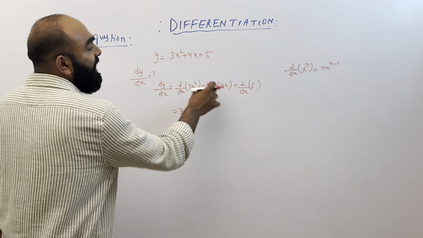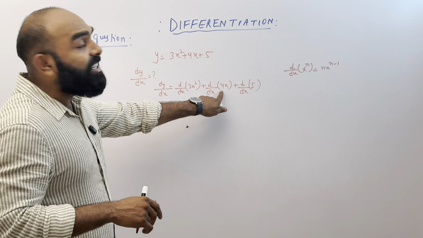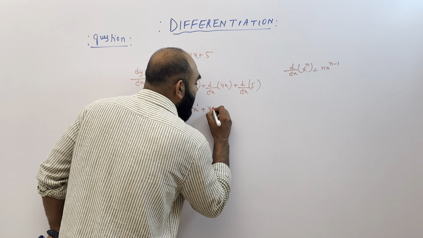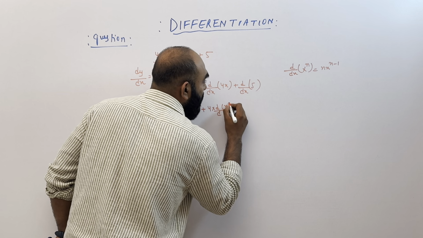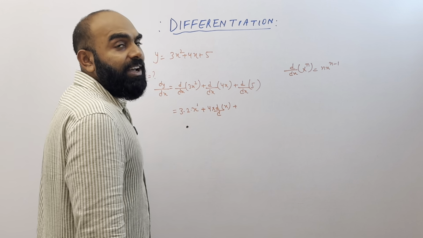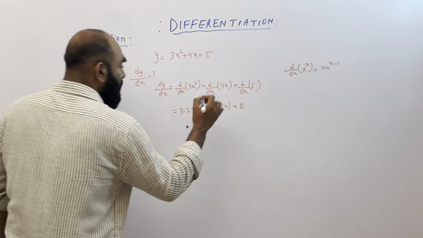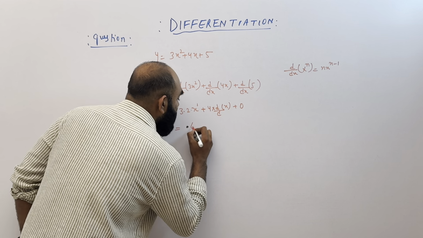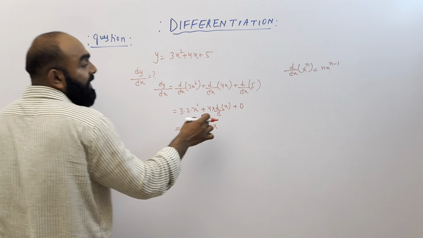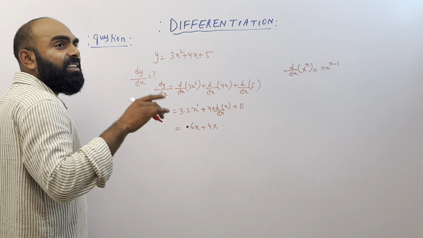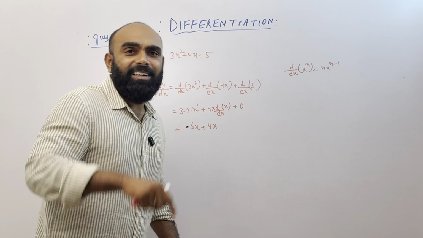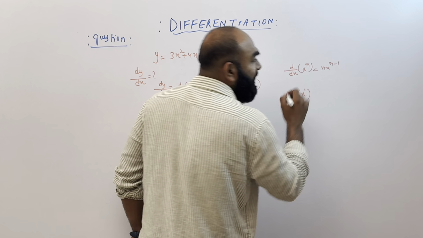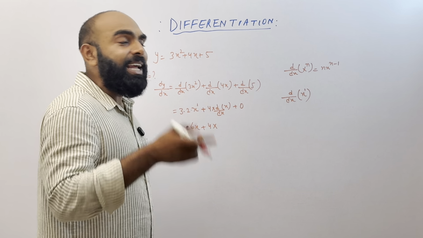Plus I will write d by dx of 4x. Again you can see this constant is multiplied with the variable, so I will take 4 outside into d by dx of x, plus d by dx of the constant term. 5 is your constant term, so that is going to be 0. Now here 3 into 2 is 6, 6 into x, and x to the power 1 is x only. So 6x plus 4 into d by dx of x. This is also a form of x to the power n, since x to the power 1 is there.